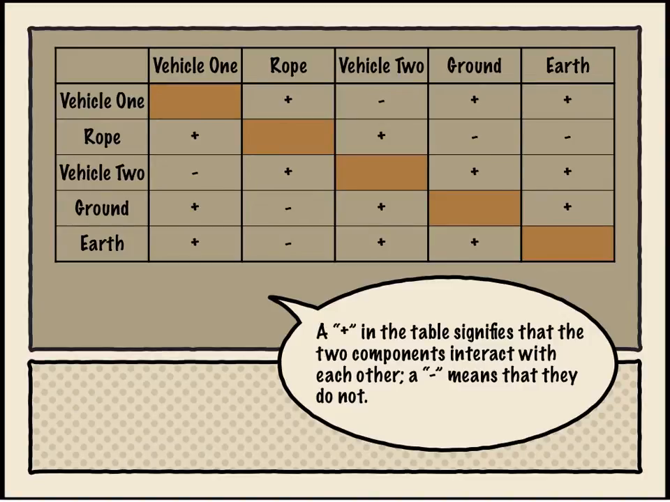Copy this table into your textbook on page 12, procedure question number 2. The shaded squares indicate no interaction is occurring between two different components. A plus sign in the table signifies that the two components interact with each other. A minus means that they do not.